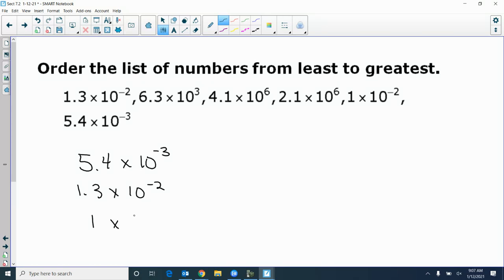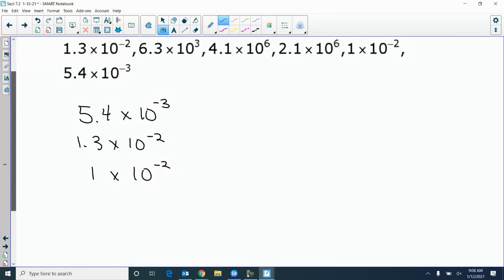All right, let's stop right there. Make sure we're good. Or wait, hold on. Take a look. Here's a big question. Both have 10 to the negative second, right? Which one's smaller? Look at the number in front. Go with whichever number is smaller. So what's smaller, 1.3 or 1? 1. Go with that. Okay.